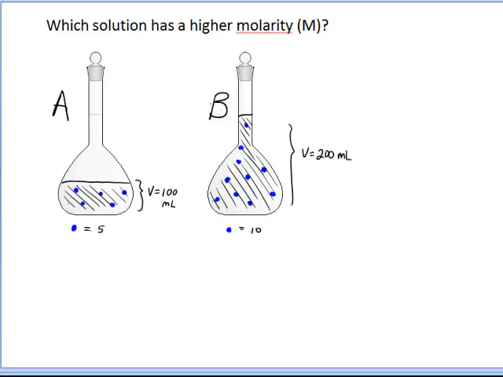So in this case, we have 5 particles. Remember, the solute over the solution. In this case, for solute we have the number of particles, and for solution we have the volumes.